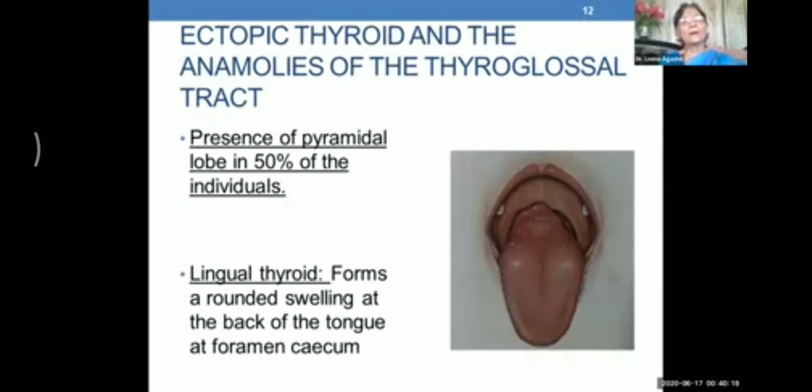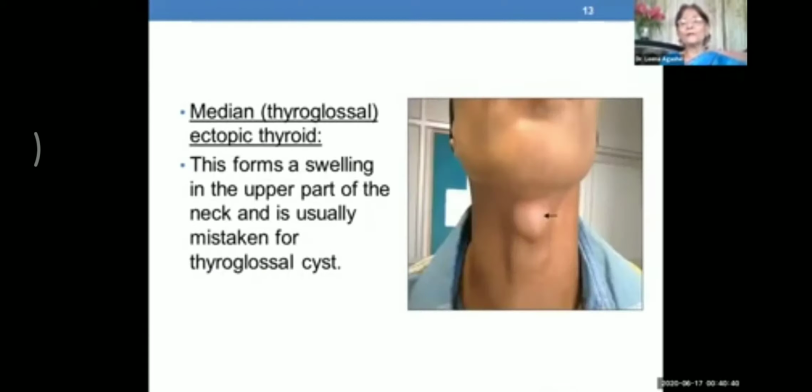Ectopic thyroid tissue and the anomalies of the thyroglossal tract. In 50% of individuals, you can get a pyramidal lobe, which is a residual tissue of the thyroid along the course of the thyroglossal duct. Then lingual thyroid forms a rounded swelling at the back of the tongue at the foramen cecum. This can be the only functioning thyroid tissue in the body.